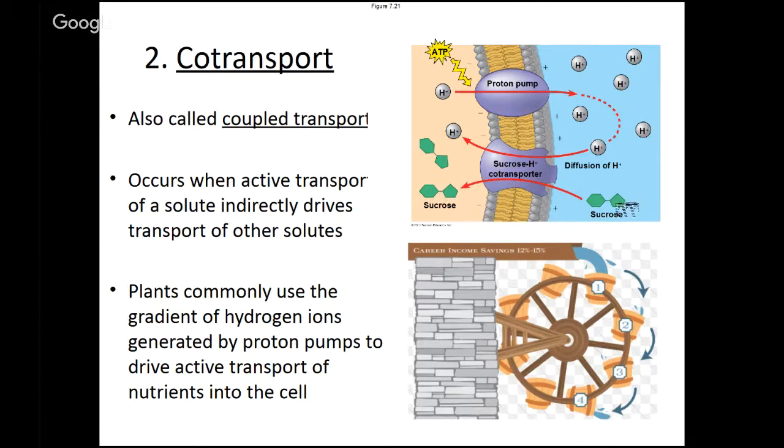Now, sucrose is kind of big and kind of bulky, so it's going to need a lot of help to be brought inside the cell, and this is going to require a lot of energy. So it's going to require two of these proteins working together. Now, one of these proteins will act in a passive way, and the other will act in an active way. So let's see how this whole crazy system works. Okay. First, we have this protein, and this protein is referred to as a proton pump.